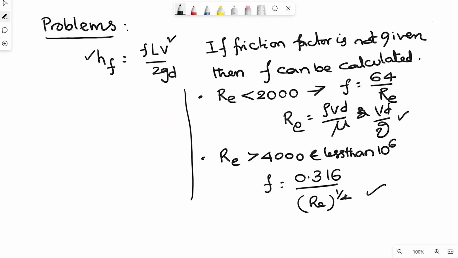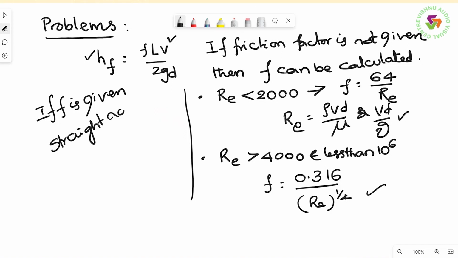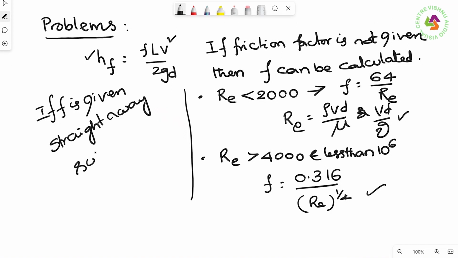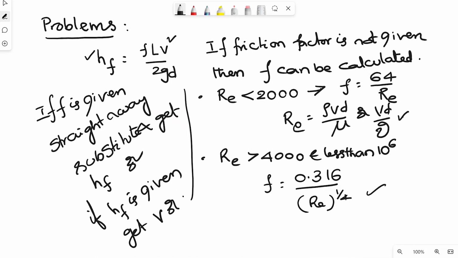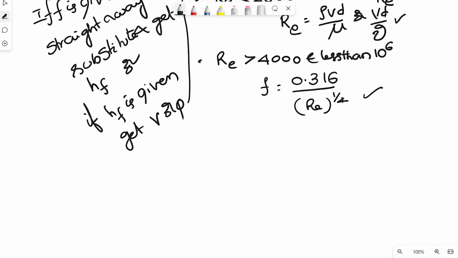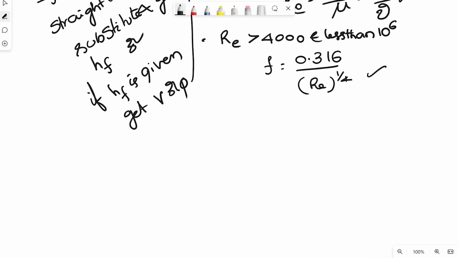But if F is given, then there is no discussion. Straight away substitute and get hf. Or if hf is given, get V or Q. So this is one of the types of problems.